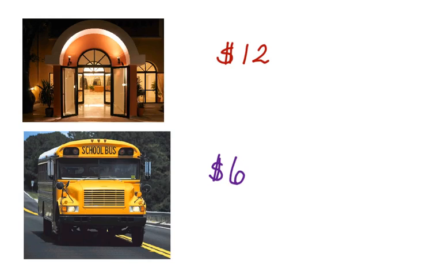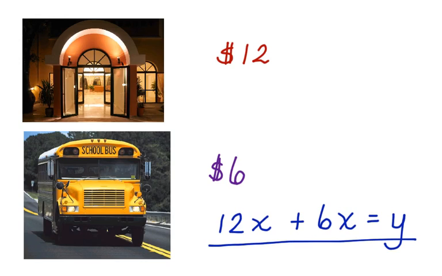We can say that $12 times the number of students plus $6 times the number of students will give us y, which is the total amount of money needed for the trip. This is our algebraic expression. Let's put that here. 12x plus 6x equals y.